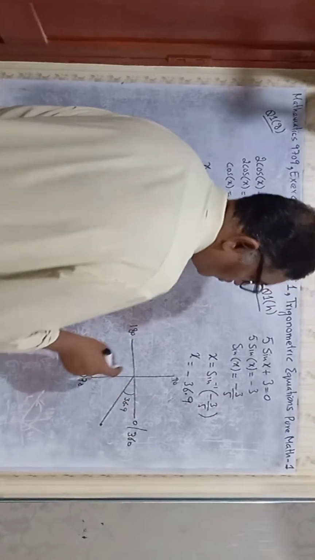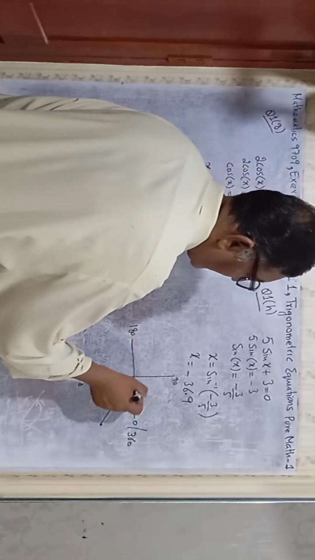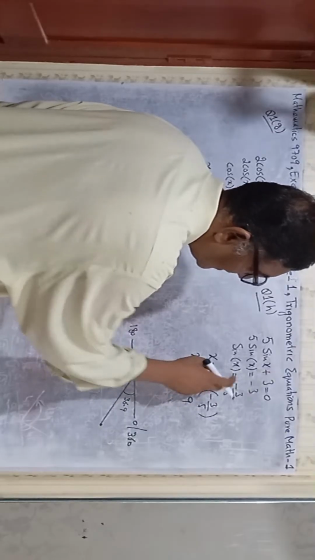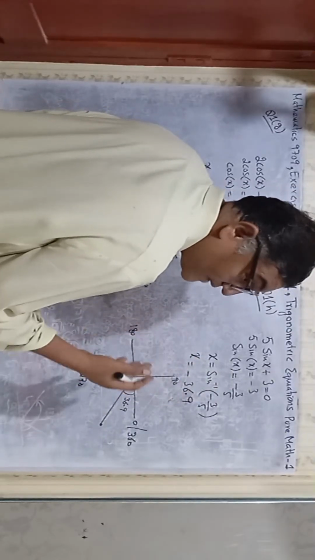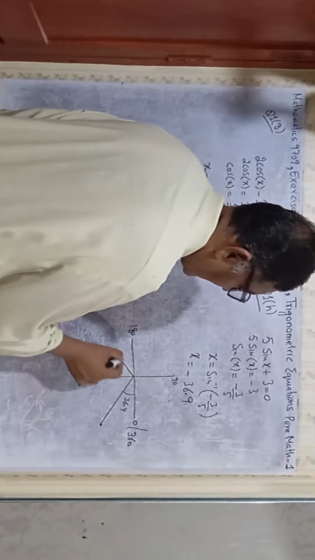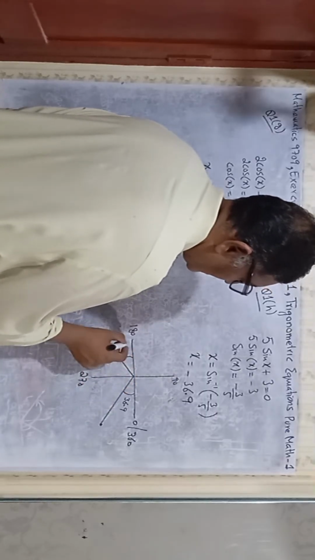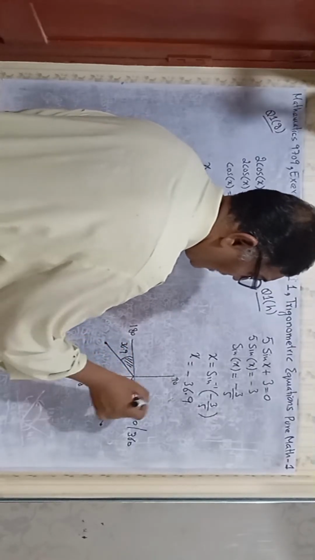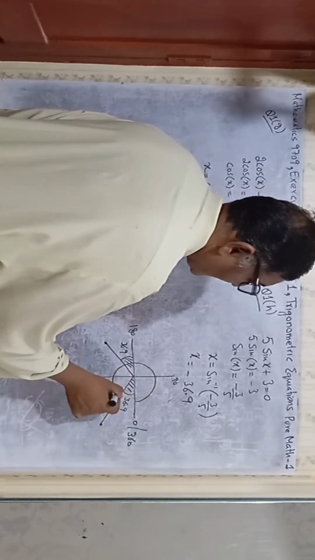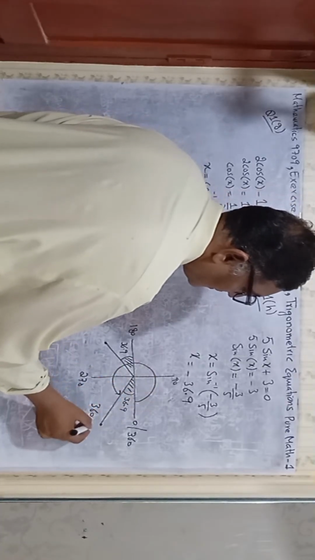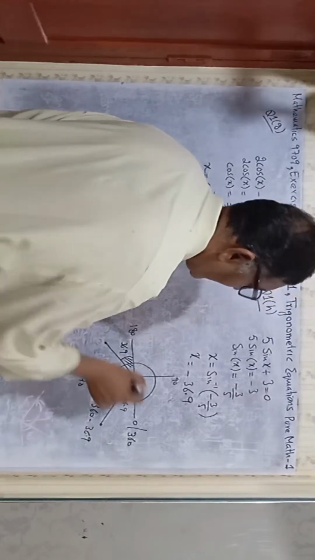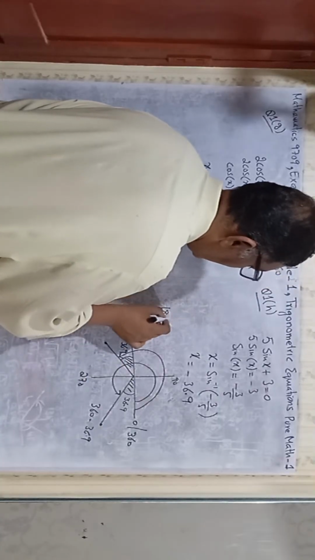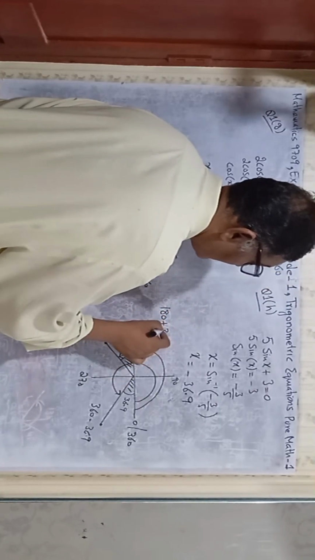So I have to tell how much is this angle when I come positively. Because sine is negative here, sine is negative in two places: in the fourth quadrant, and it is also negative in the third quadrant. So the base angle is 36.9. This angle will be 360 minus 36.9. And this angle will be 180, and you go further 36.9.